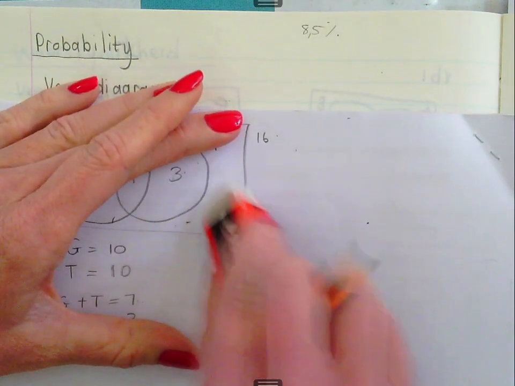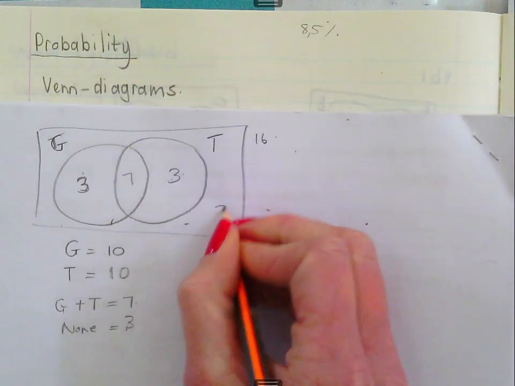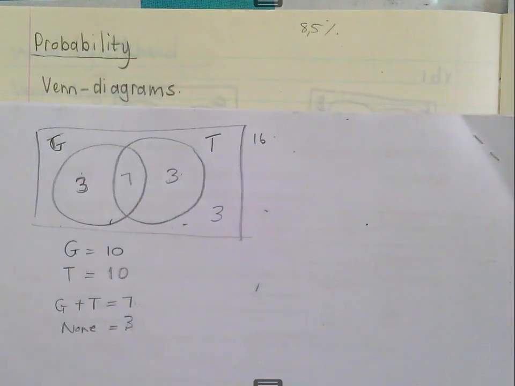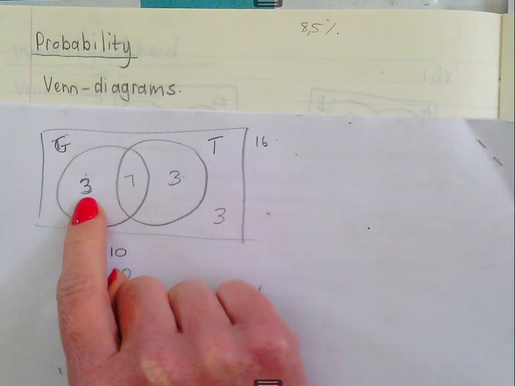Okay, don't worry, now it checks out. Now we've got the 16 learners we had there. So it was just someone's hand that went up when it shouldn't have. Okay, so if I check this now, 3 that has geography only.